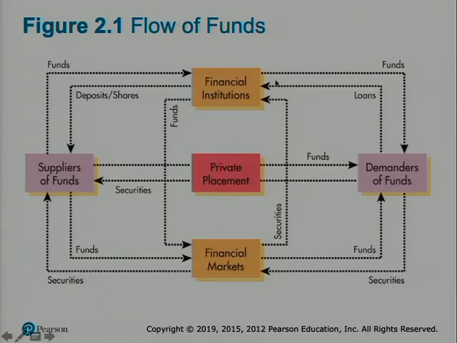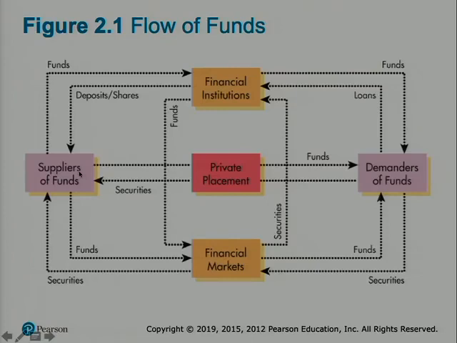Now, if you're a demander of funds, you're going to look to receive money from the financial markets. So the financial markets will utilize the financial institutions to sell. The financial institutions will sell the products in the financial markets and return that money to the demanders of funds. So if the demanders of funds are selling stocks, selling bonds, this is going to work through this system.